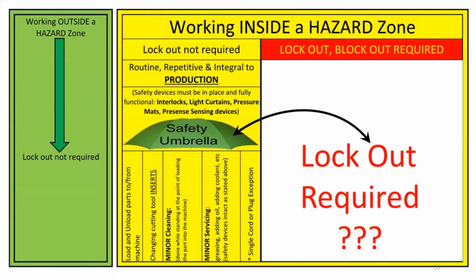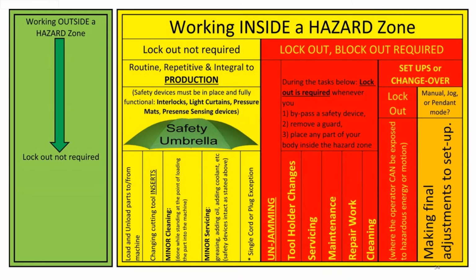So let's review what we've learned so far. If we're working outside the hazard zones of a machine, we have no need to lock it out. If we're working inside a hazard zone of a machine, we may or may not have to lock it out depending on the kind of task we're doing and if we're covered by that so-called safety umbrella. Now let's take a closer look at the right half of this chart, the yellow and the red areas.